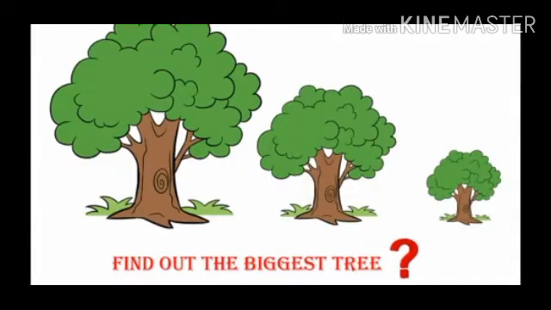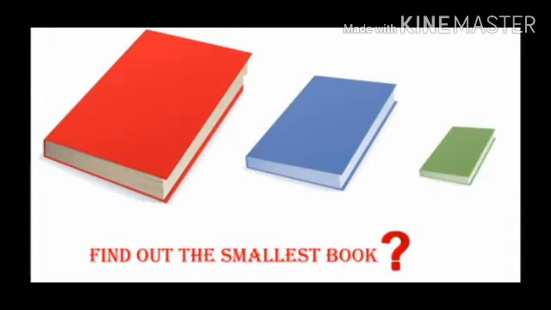Now tell me, find out the biggest tree. Yes, you are correct. Which is the biggest one? Yes, the first tree is the biggest tree. Very good. The last question, find out the smallest book. Yes, you know the answer, isn't it? My children are very good. What is the answer? Yes, the last book, which means the third book, is the smallest book.